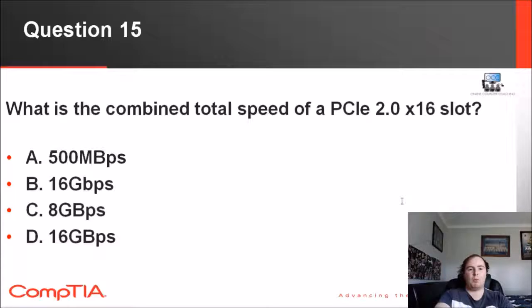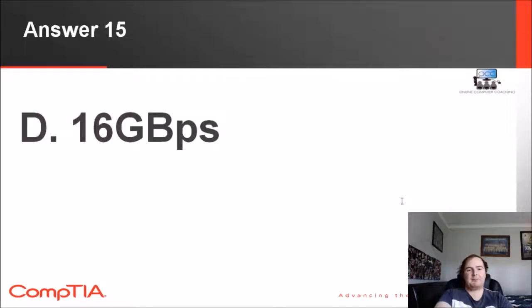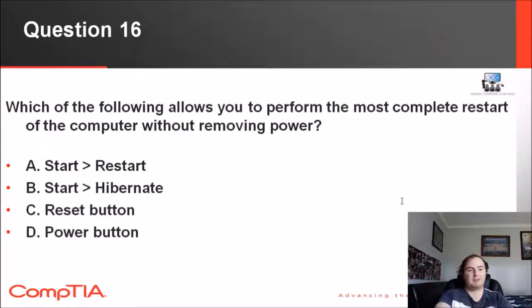Question 15, what is the combined total speed of a PCIe 2.0 x16 slot running 16 lanes here? 500 megabytes per second, 16 gigabits per second, 8 gigabytes per second, 16 gigabytes per second. We've got a number here which helps out a fair bit. It is D. 16 gigabytes per second, and it's bi-directional as well.